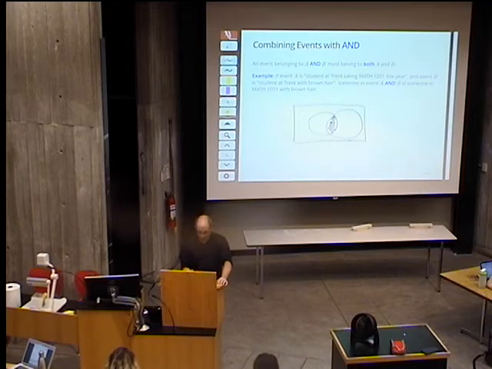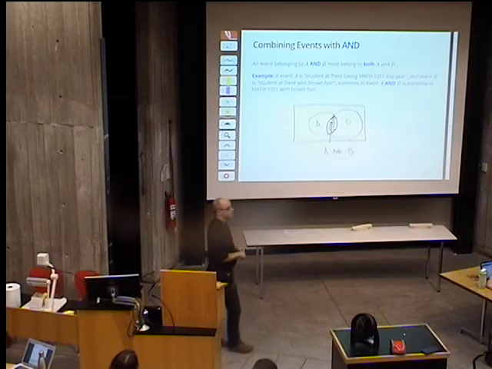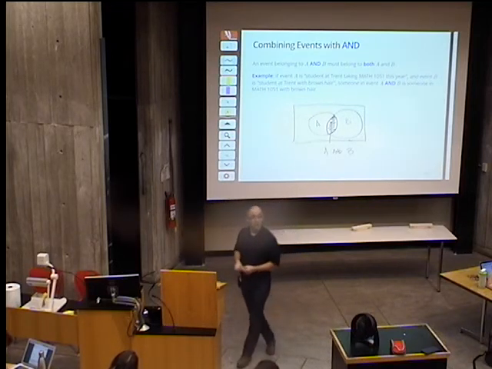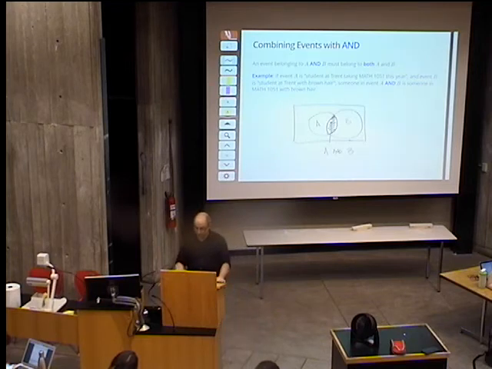It's the colored in area. This is event A. This is event B. This is A and B. Both of those have to be true at the same time. And the probability would then be scaled by the sample space.